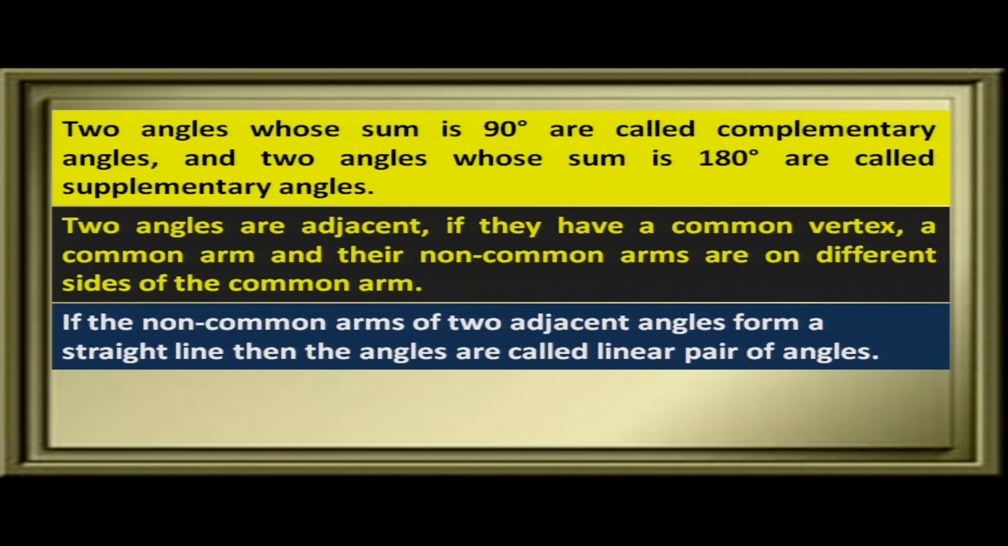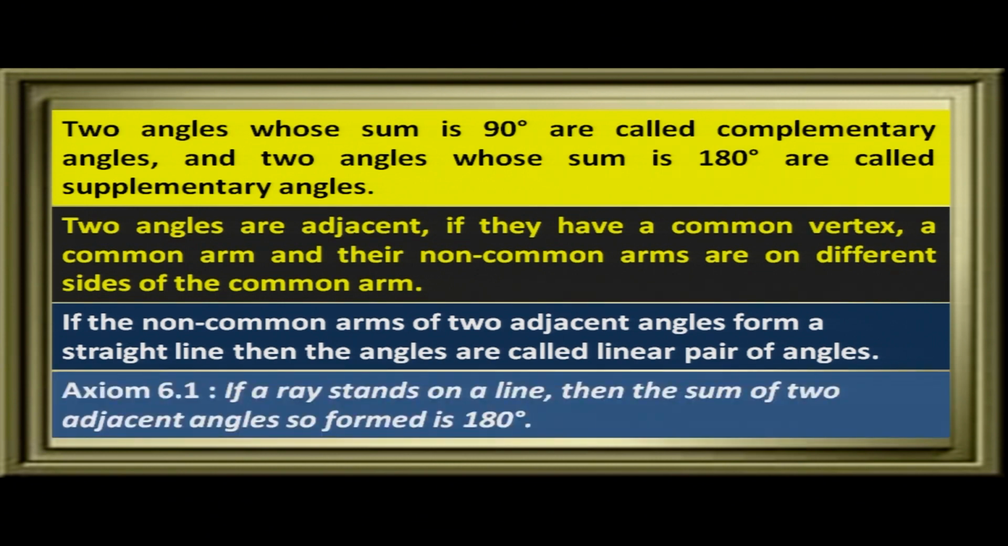If the non-common arms of two adjacent angles form a straight line, then the angles are called a linear pair of angles. Based on this, we have an axiom: if a ray stands on a line, then the sum of two adjacent angles so formed is 180 degree. So, we have studied up to this.